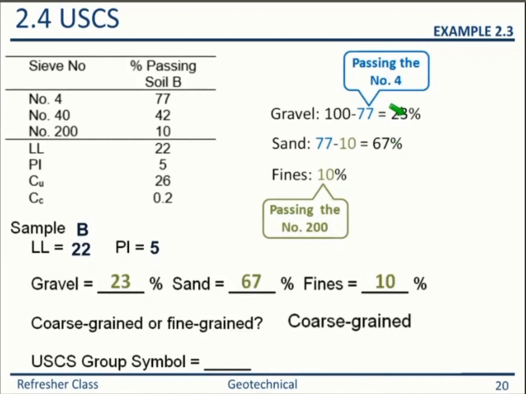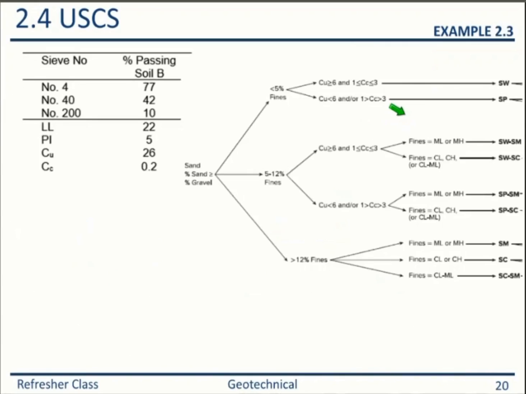So once you pick up the correct flow chart, then whether to go here or here or here, how do you decide that? That depends upon the percentage passing through number 200 sieve. 10% is passing. So from here, you need to move because it says 5% to 12% fines. Fines means particles passing through number 200 sieve. Only 10% is passing, which lies between 5 and 12. So you'll move from here to here. Agree?